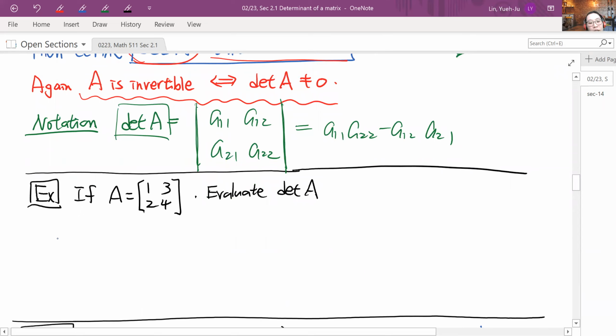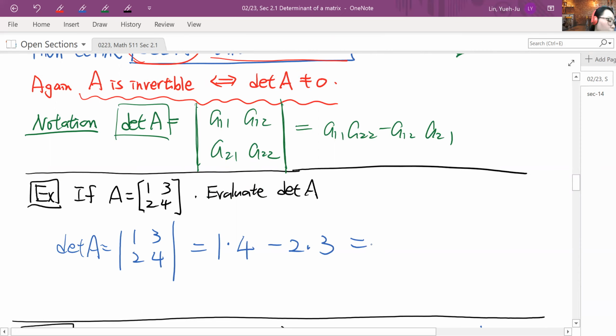So if A is this 2 by 2 matrix, 1, 3, 2, 4, then the determinant of this matrix, I use this bar notation, will be 1 times 4 minus 2 times 3. This is essentially minus 2. As you can see here, this is non-zero. So because determinant A is not 0, A should be invertible.